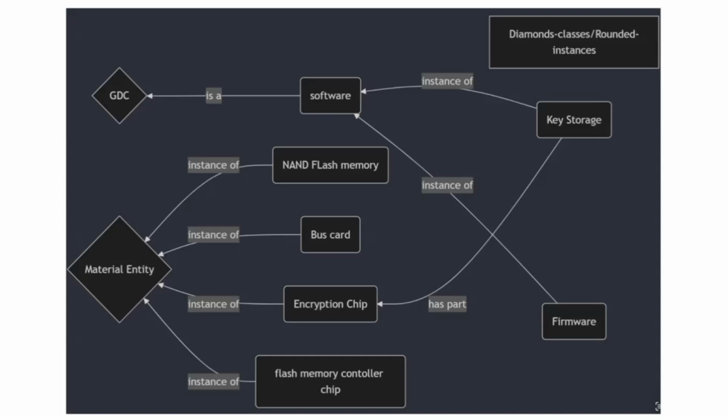that make sense? Okay. All right, so let's keep going, flash memory. So these are the formal, broad-strokes reflections. Let's look at the substance. So is a key storage an instance of software? Maybe. Is firmware an instance of software? Maybe. Is an encryption key a material thing? Is a bus card a material thing?